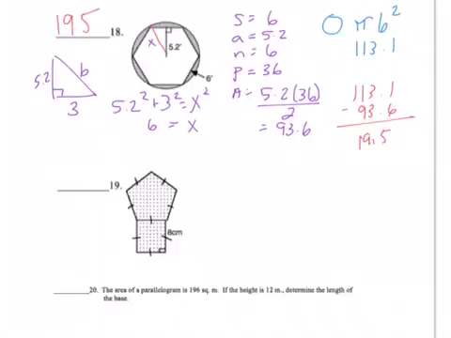Number 19, I need to find the area of the shaded region of this figure. The first one is pretty easy. This is a square, so the area of the square is 64. But I have to find the area of this pentagon. So when I do that, I know I have to find my apothem.